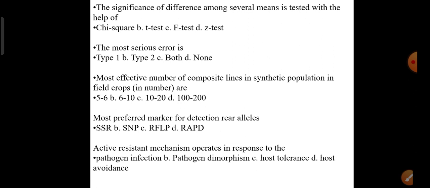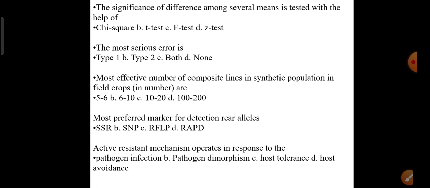Next question is most serious error is. The options are type 1, type 2, both, none. The answer is type 1 error. Type 1 error is the error where we are rejecting the true things. It is also called as false positive, and type 2 error is called false negative. That means in type 1 error we are rejecting the null hypothesis when it is true, and in type 2 it is vice versa.